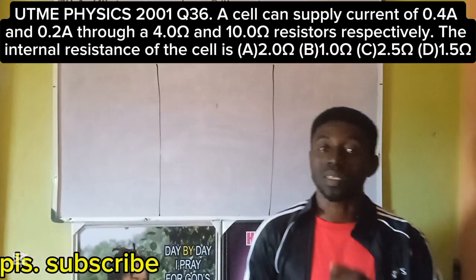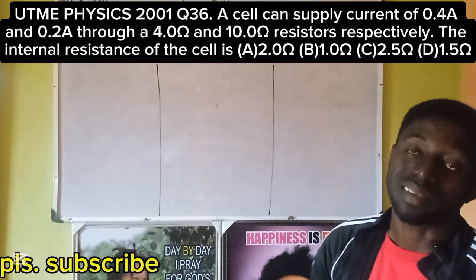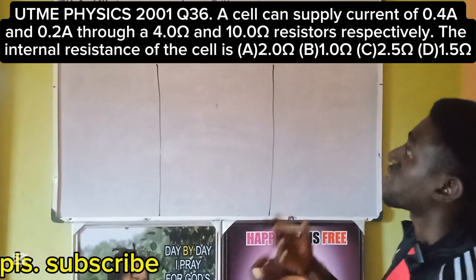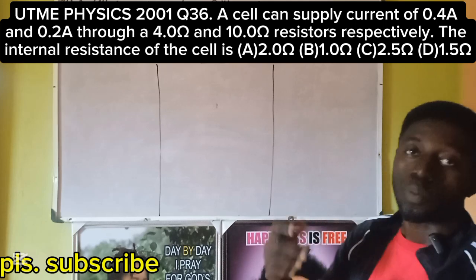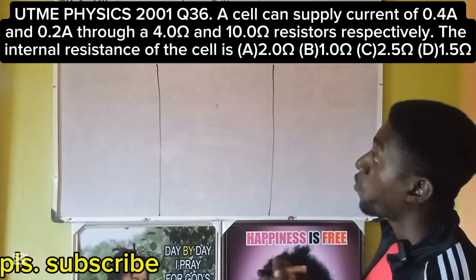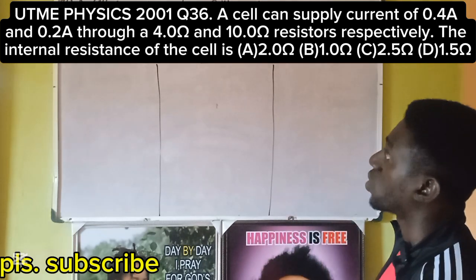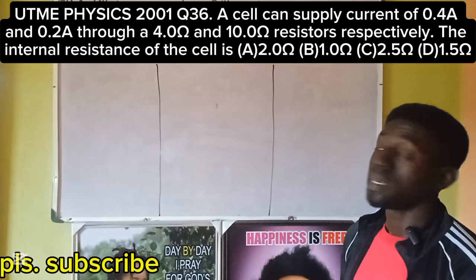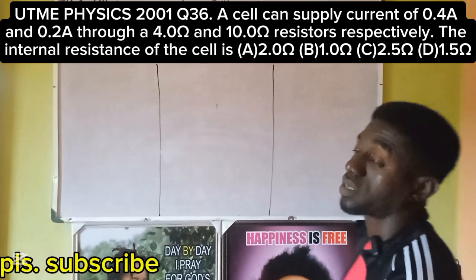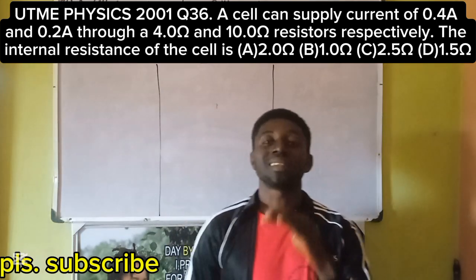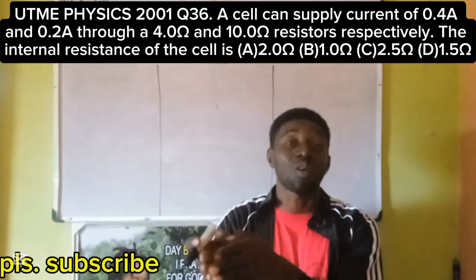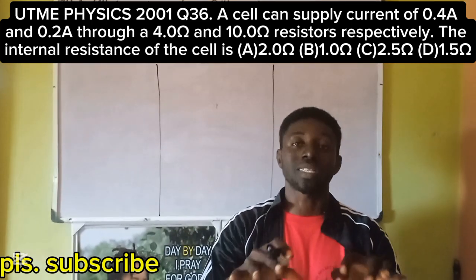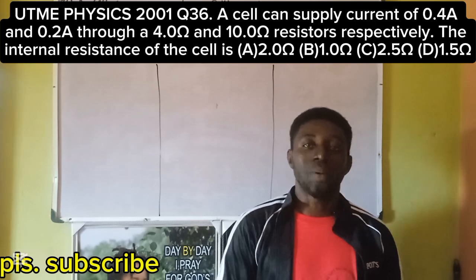Jump past question 2001. Question number 36. A cell can supply current of 0.4 ampere and 0.2 ampere through a 4 ohm and 10 ohms resistors, respectively. The internal resistance of the cell is X. Our question today is centered on electric circuits. Here we have first experiment and second experiment. With time, you understand what I mean by that. Let's get the parameters out.